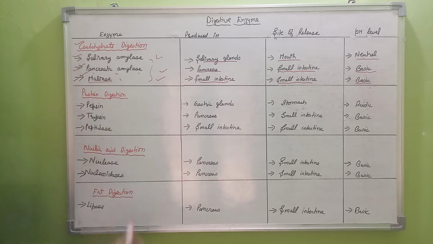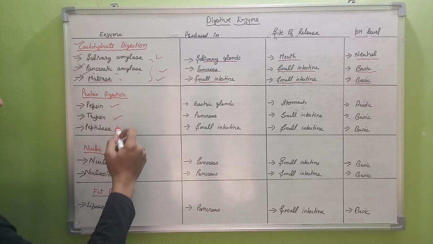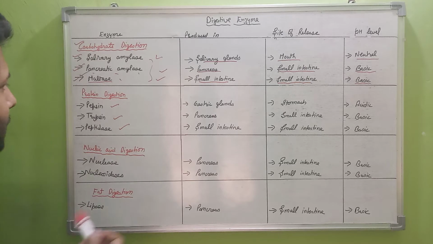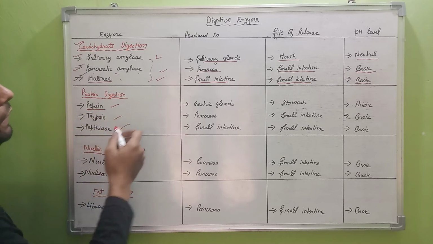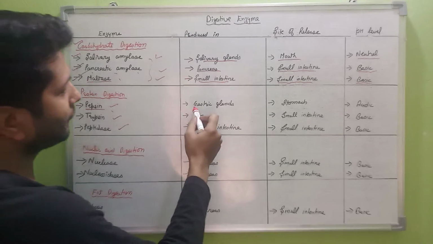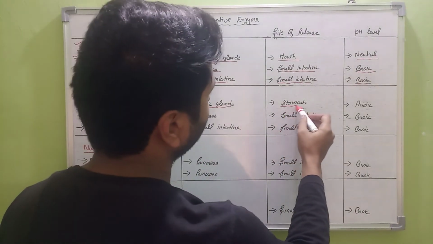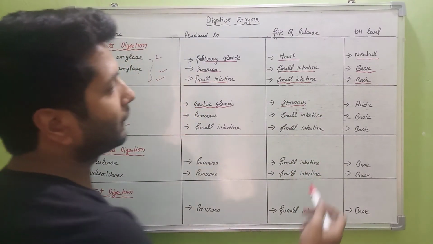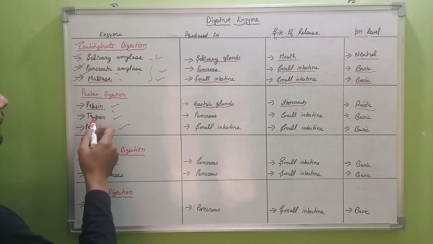Next are the enzymes which help in the digestion of the proteins. In this category we have pepsin, trypsin and peptidase. So let's get started with these three. Pepsin is produced in gastric glands, the site of release is the stomach, and this pepsin is acidic in nature. Next is trypsin.